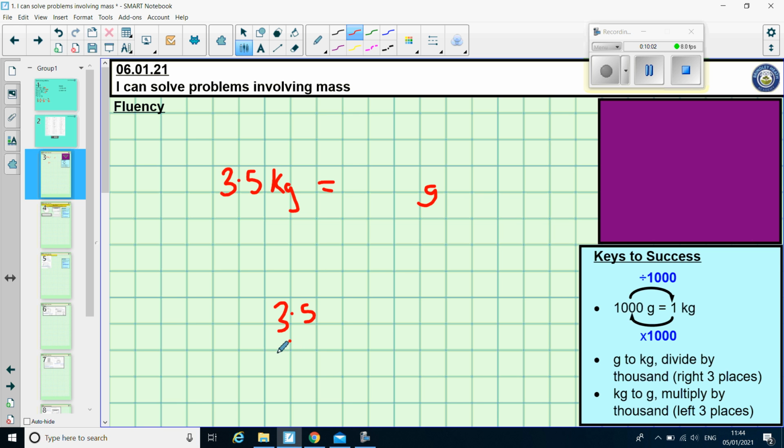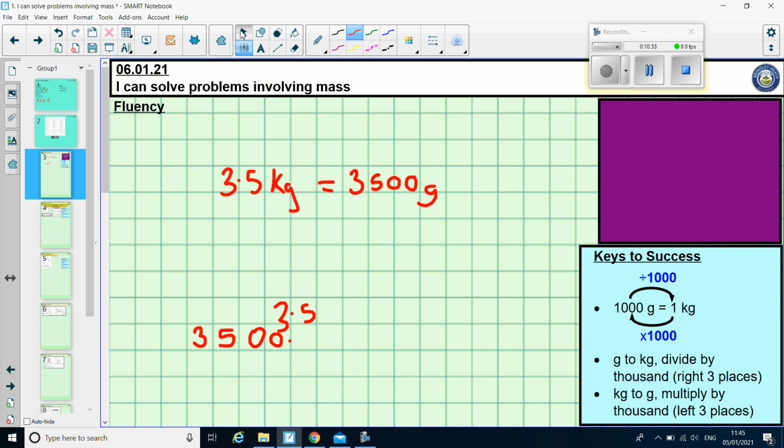So my 3 at the moment is in my ones column. Move it 1 place, it's in my tens column. 2 places, it's in my hundreds column. Or 3 places, it ends up in my thousands column. Do the same with my 5. But then I've got this gap here. Well, I can't have a gap, so I've got to put 2 placeholder zeros in there. So 3.5 kilograms is 3,500 grams.